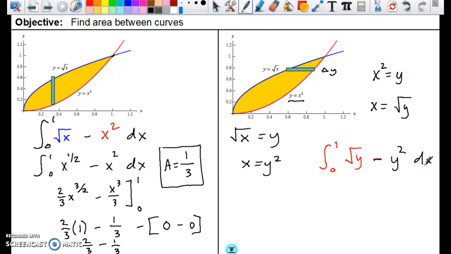And you see that this is exactly the same integration that I had on the other one. It doesn't always work out like that, but this time it did because these functions are inverses. So when I switch the x and the y, I should get the same thing. And so my area, of course, would work out the same. Area equals 1/3.